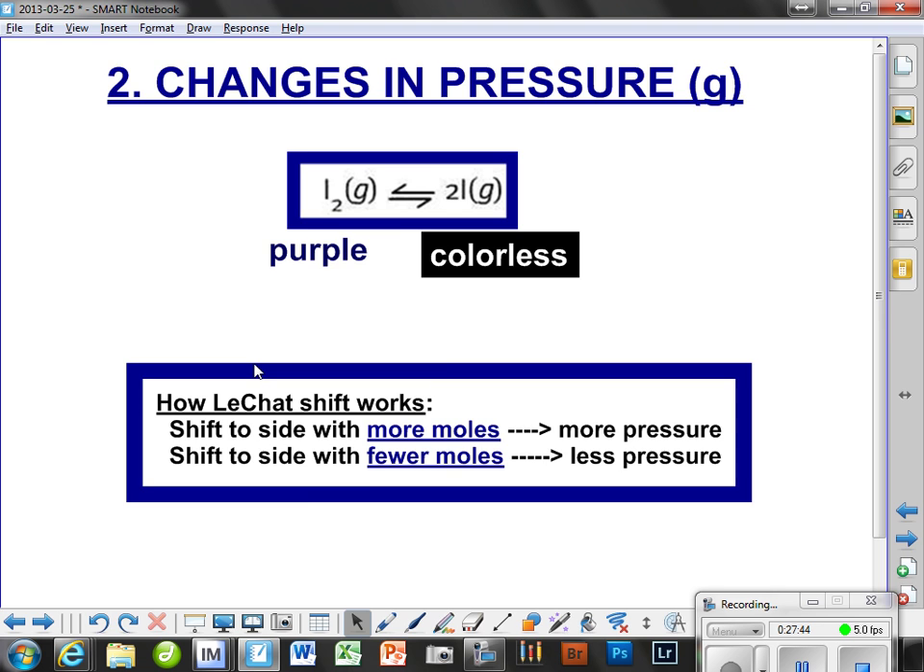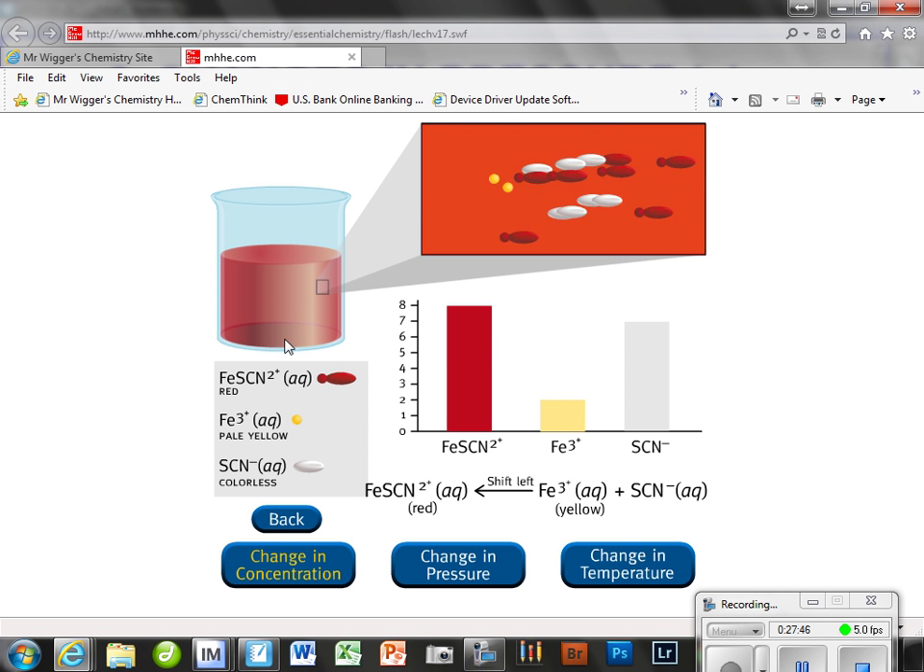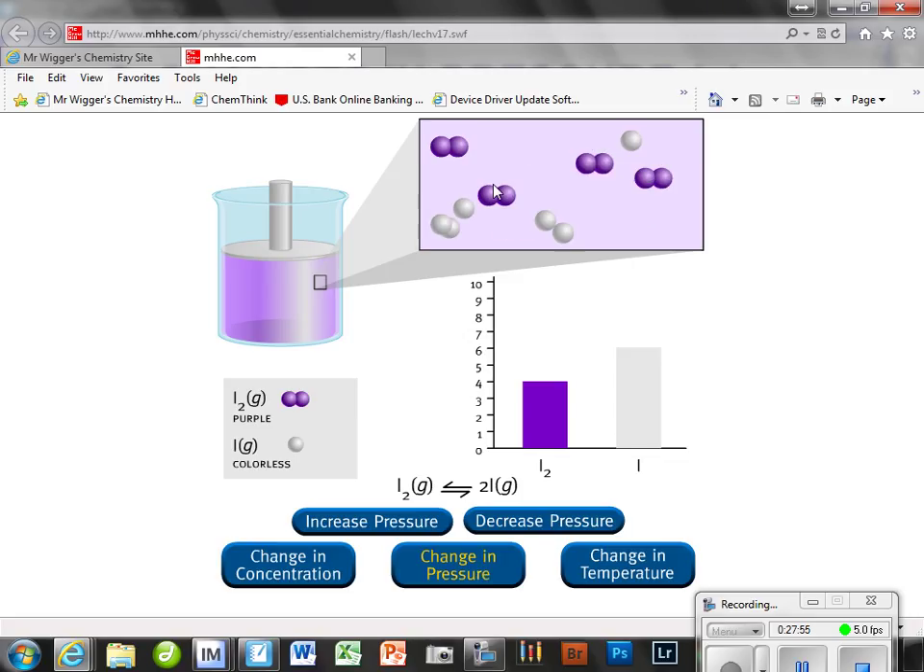So let's go back to the animation now. And let's look at pressure changes. Okay, here we go. Pressure changes. Now, that's with the piston. And with increased pressure, we know that the piston's going to go down. Now, let's watch what happens here. And first of all, let's look at this.